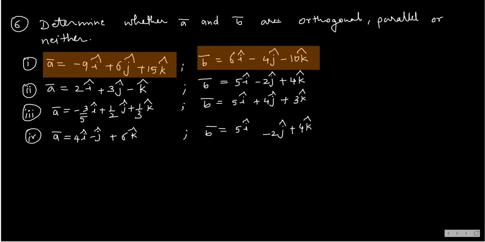Now, what is the meaning of orthogonal vectors? 2 vectors are said to be orthogonal if they are perpendicular to each other. If the angle between them is 90 degrees, you call them orthogonal vectors. So they want you to determine, first, are these 2 vectors perpendicular to each other? Second, if not orthogonal, are they parallel?